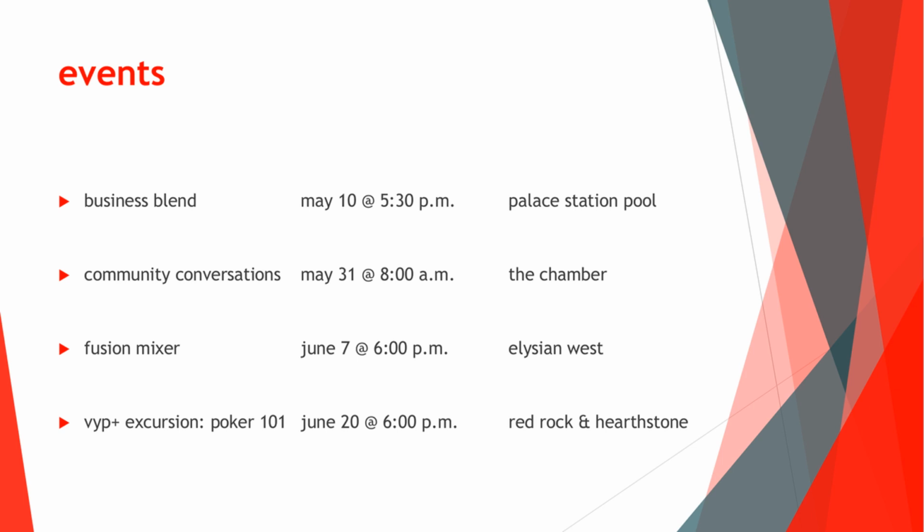And then our next Fusion Mixer for VYP is on June 7th at 6 p.m. We've had a great partnership with the Elysian apartment complexes over the last 3 years. So this will be our third Elysian event. They usually do us right with lots of drinks and lots of good food, and we'll be outside at their beautiful pool at Elysian West.